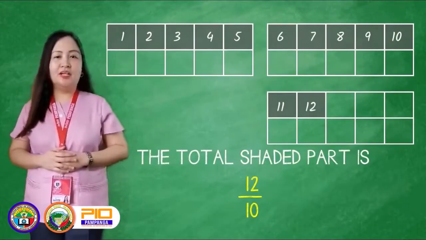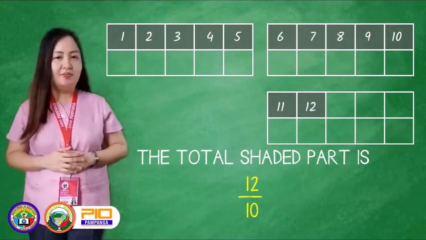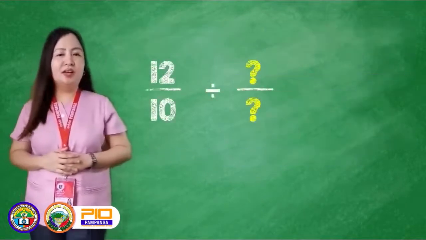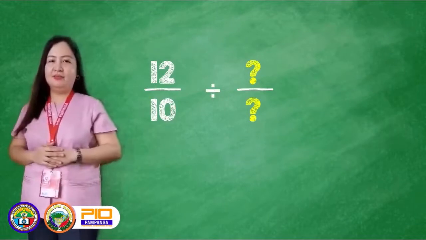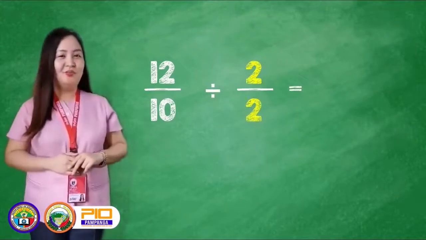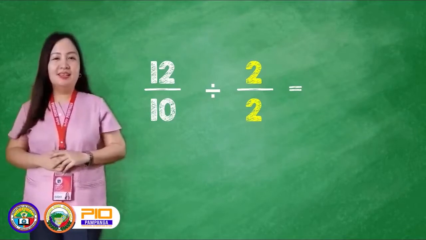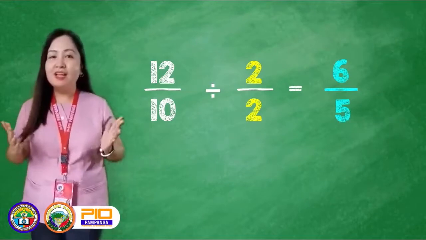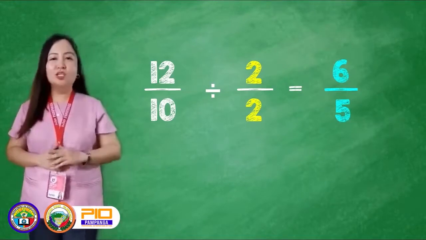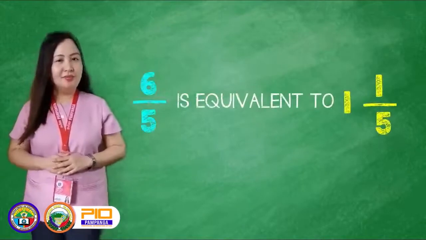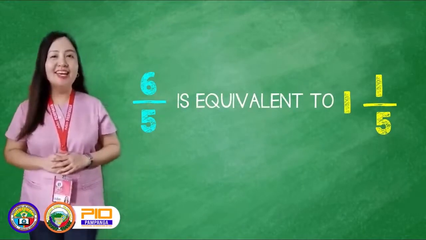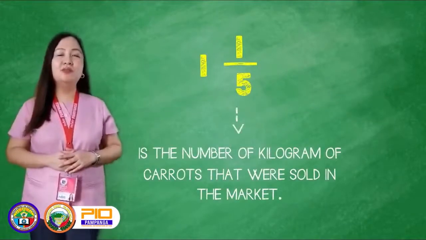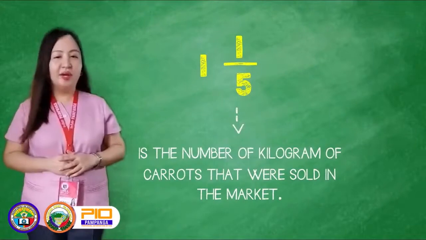The total shaded part is 12 tenths. We need to express it in lowest terms. What number can we divide to both 12 and 10? Correct, it is 2. 12 divided by 2 is 6, and 10 divided by 2 is 5. So we have 6/5. We can also change it to a mixed number. 6/5 is equivalent to 1 1/5. So what is 1 1/5? It is the number of kilograms of carrots that were sold in the market.